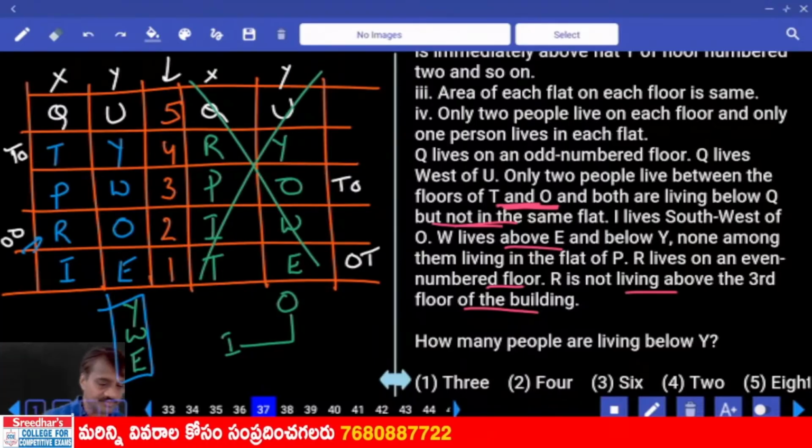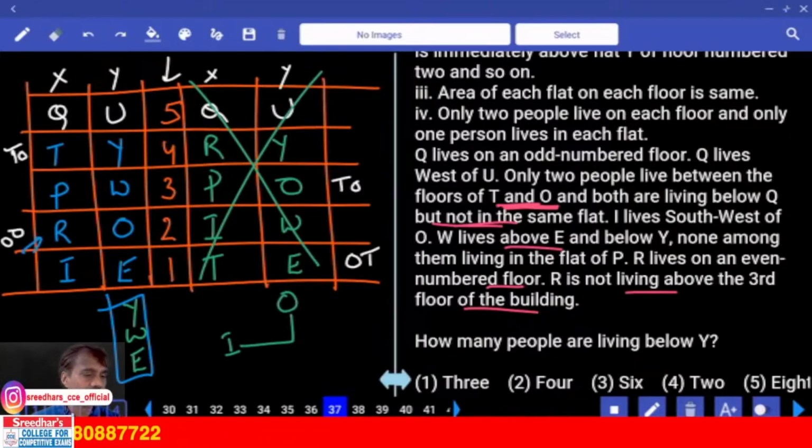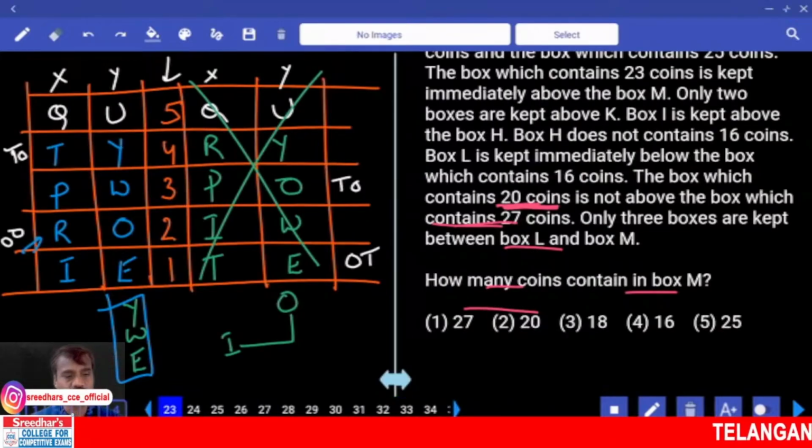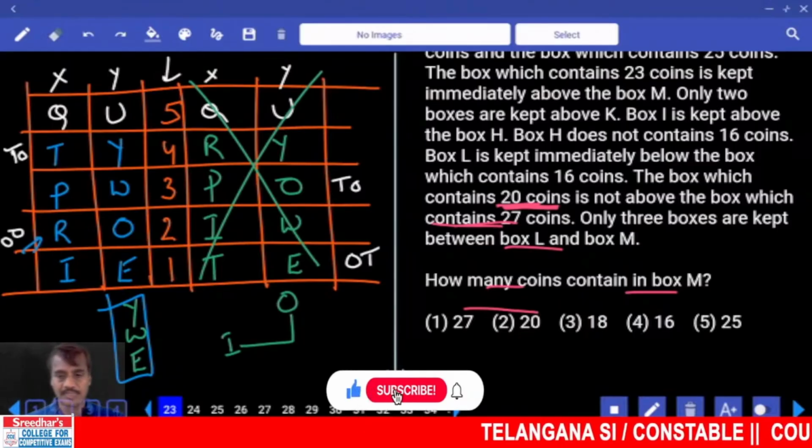Now we are left with one more, question number 23. Now here in this question 23, how many boxes are there?